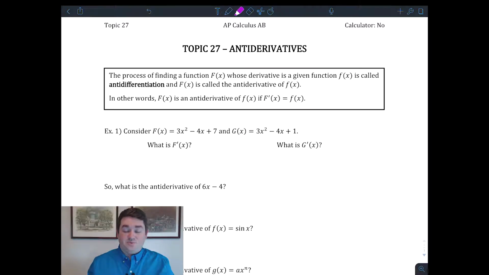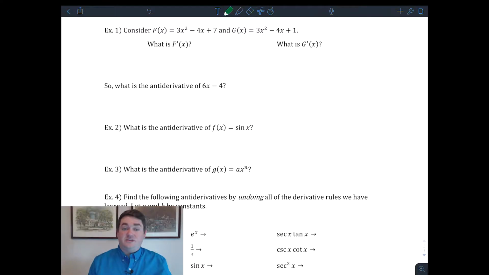To find an antiderivative, we're going to take our basic derivative rules and think about undoing them, or working backwards through them. Keep in mind, this only applies to our basic derivative rules. At this point, we do not have a way of finding an antiderivative of something that requires the product rule, the quotient rule, or the chain rule. So look at example 1 with me.